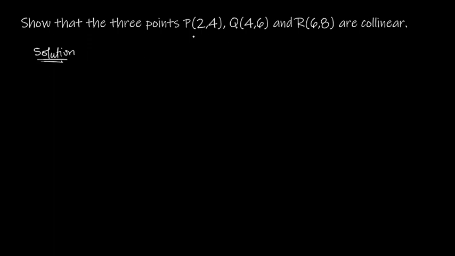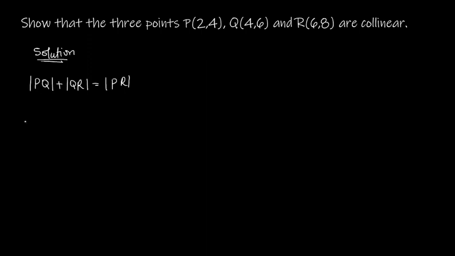Now, for us to show that the points P, Q, and R are collinear, it means the distance PQ plus the distance QR should be equal to the distance PR. Alright, so I'm going to do this straightforward.